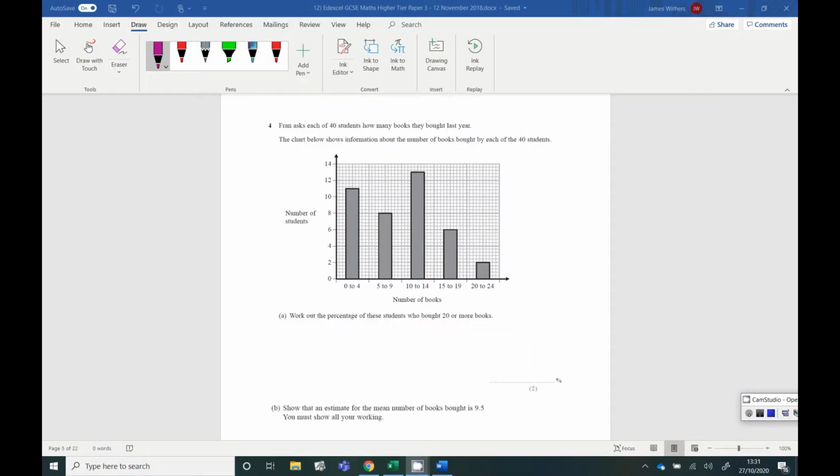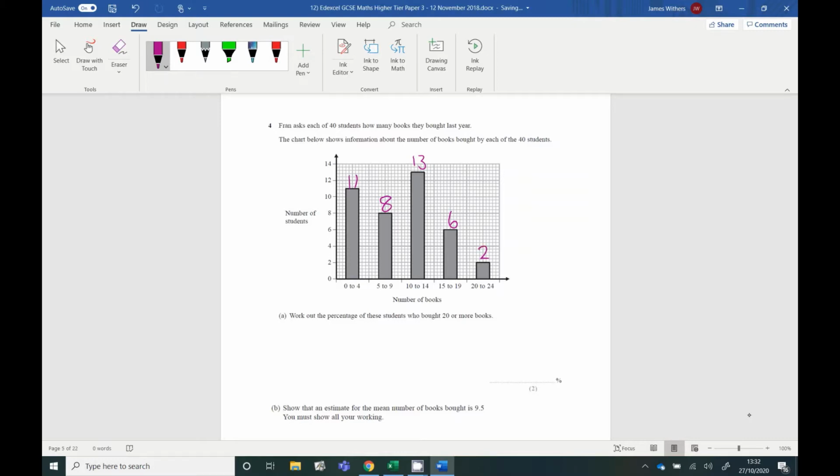So for 4 part A, work out the percentage of these students who bought 20 or more books. Looking at the graph, we can see 11 students bought between 0 and 4, 8 bought between 5 and 9, 13 bought between 10 and 14, 6 between 15 and 19, and then 2 bought 20 to 24.